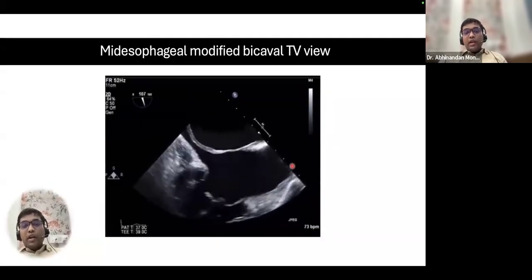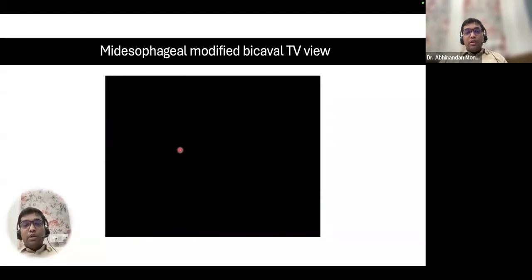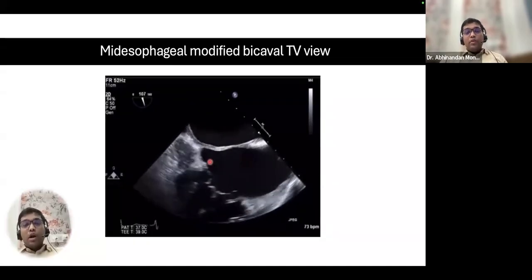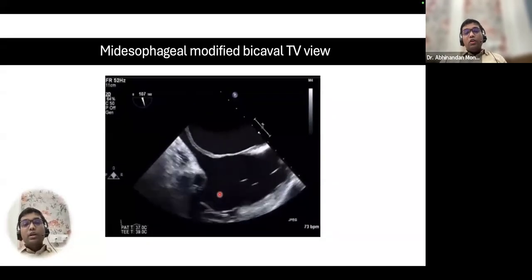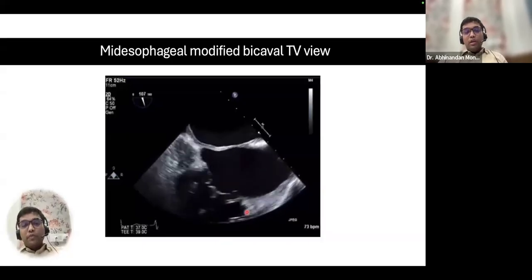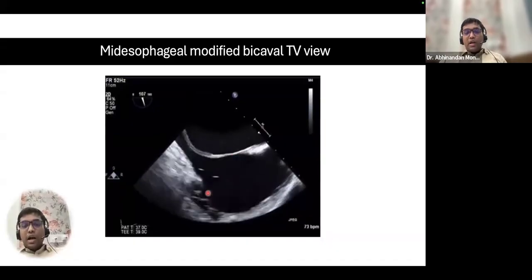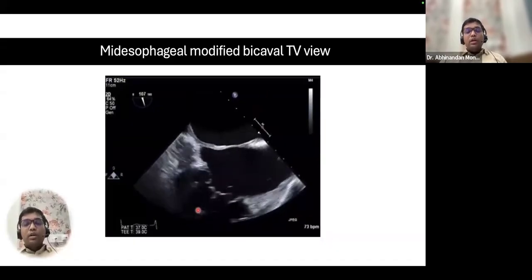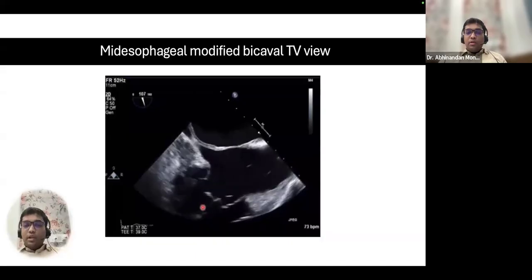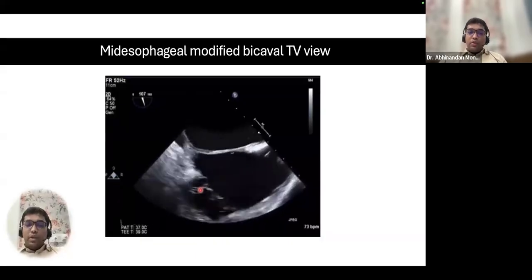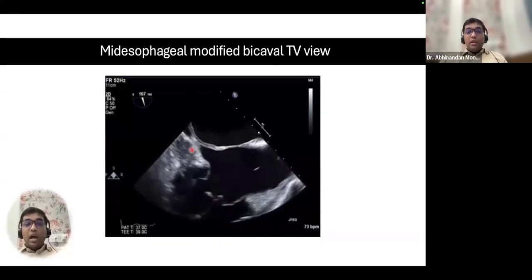So in the tricuspid valve view, if you increase the omniplane angle to around 110 to 120 degrees, you will be able to see the tricuspid valve. And if there is any TR, you can put a direct Doppler through it. So you can do a very good Doppler examination through this. And the vessel you are able to see.